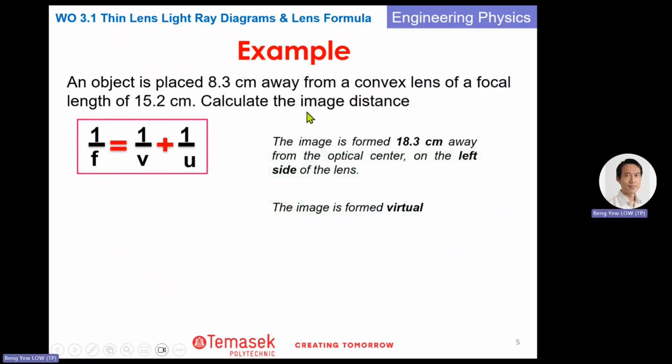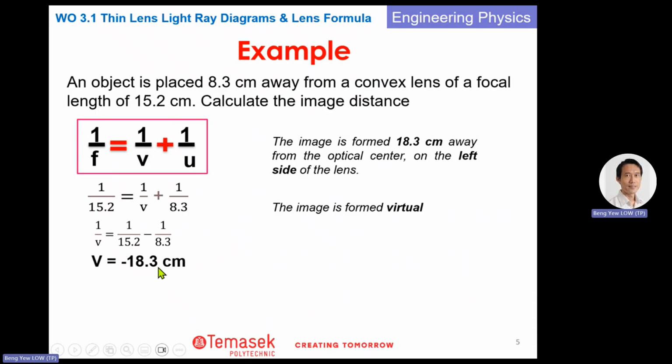Let us see another example. In this example, an object is placed 8.3 centimeters away from a convex lens of focal length 15.2 centimeters. Calculate the image distance. Again, since we are given the object distance and the focal length, we simply have to substitute the values into this equation. This time, our answer is minus 18.3 centimeters.